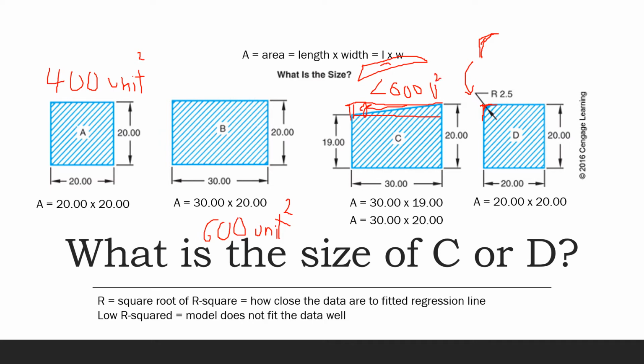Okay. The same thing with D. When you look at it, I have 20, 20, but I have a curved edge right there. So therefore, you're losing this tiny little bitty bit of area right there. So therefore, the size of D, okay, is less than 400 unit square. Okay.